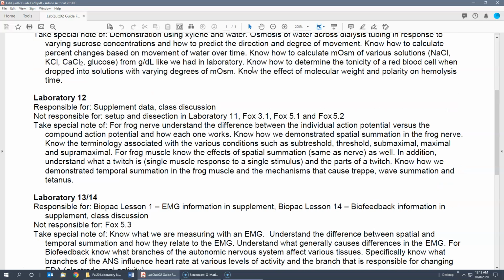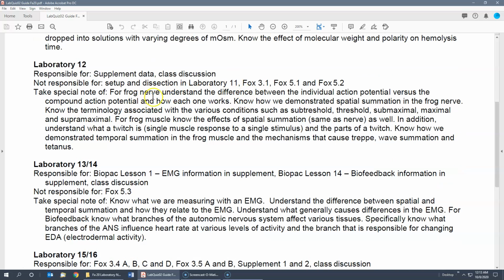Lab 12, and we say Lab 11 and 12, but you're not really responsible for the setup. You should understand basically what we did in the Lab 11 on how we set up the lab, what we do to the nerve where we shock it once and change the voltage to show spatial summation. You should know what we do for the muscle twitch. It's the same thing as the nerve by shocking it once, and then how we have temporal summation and the various levels of temporal summation that we do with Treppe, wave summation, and tetanus.